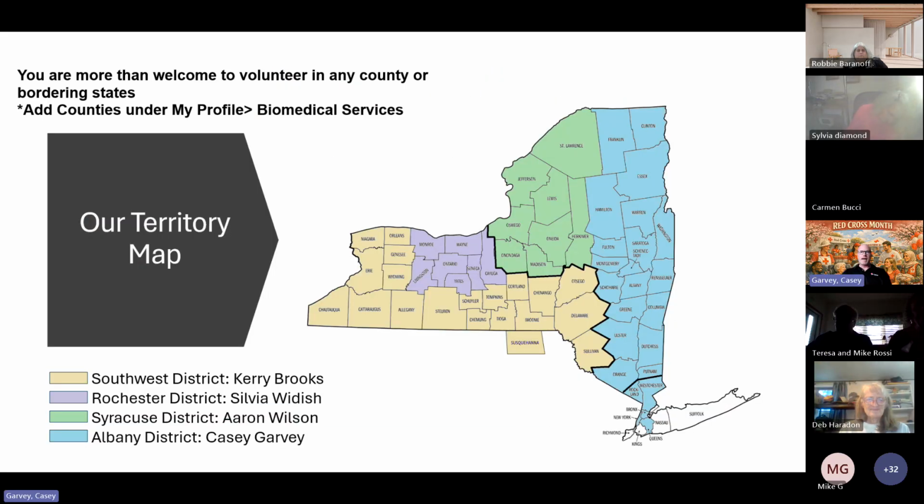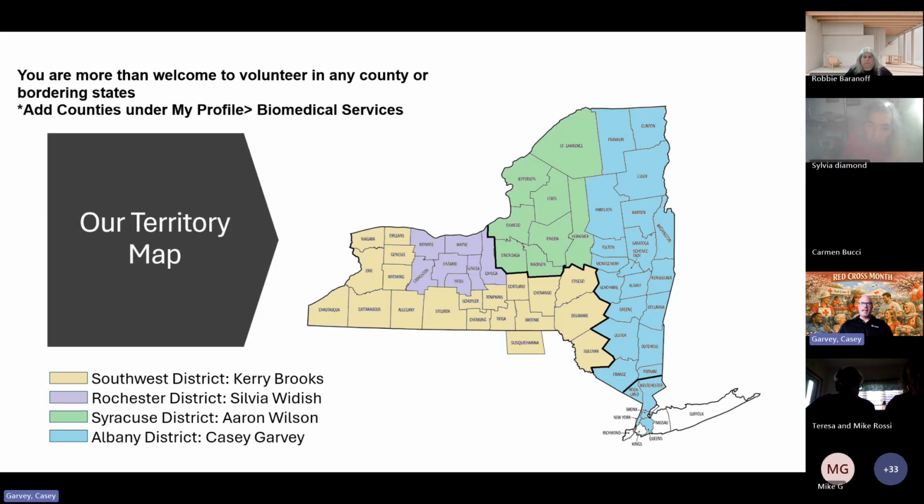This is our territory map for New York. We even have one Pennsylvania state, so that is why we are called New York Penn. There are boundaries here for each of our territories, but that is by no means a boundary for you all. You can serve in any county, you can cross lines. You are not even confined to the state of New York. Raise your hand or give me a yes in the chat if you have helped in another state. We encourage that. We love to see the crossover. Robbie's done it. Got a couple hands up.